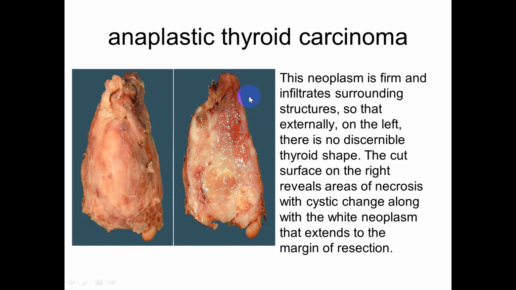These are the macroscopic signs of anaplastic thyroid carcinoma. This neoplasm is firm and infiltrates surrounding structures, so that externally, on the left, there is no discernible thyroid shape. The cut surface on the right reveals areas of necrosis with a cystic change along with the white neoplasm that extends to the margin of resection.